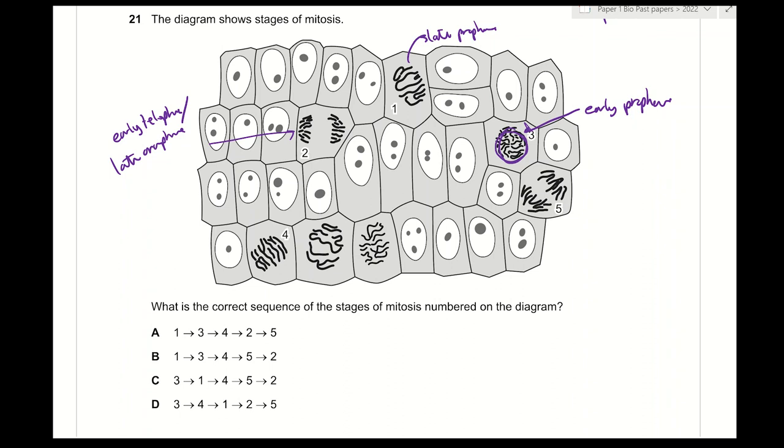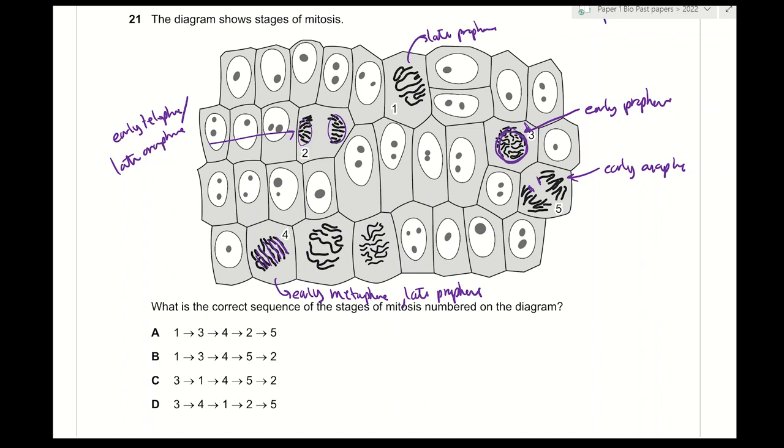Now, for 4, this looks at an even later stage of prophase, because here we could see that the chromatids are lining parallel to each other. So this could be early metaphase or very late prophase. Now for 5, this almost looks like early anaphase, because here chromatids are seen almost halfway through the cell, but in 2 they are seen at the far ends of the opposite sides.